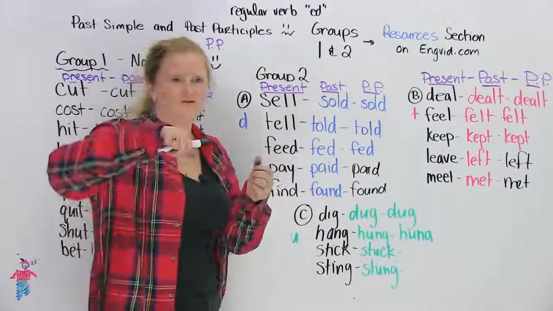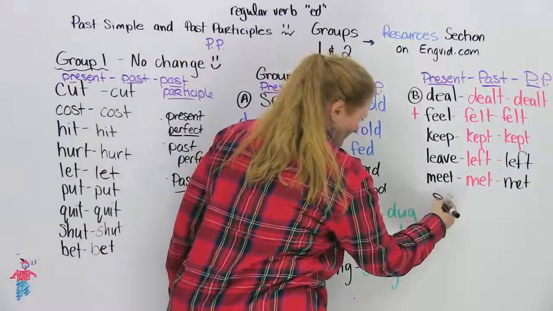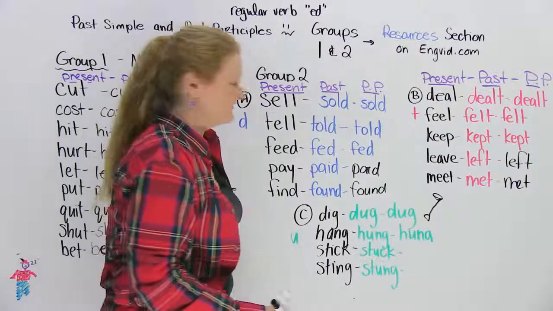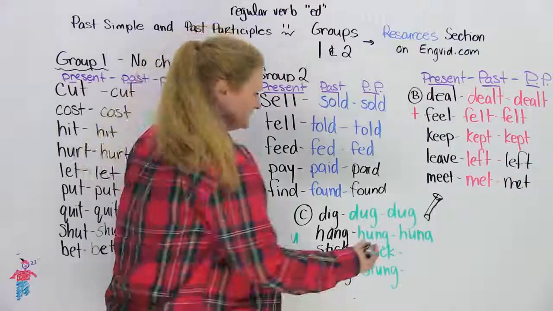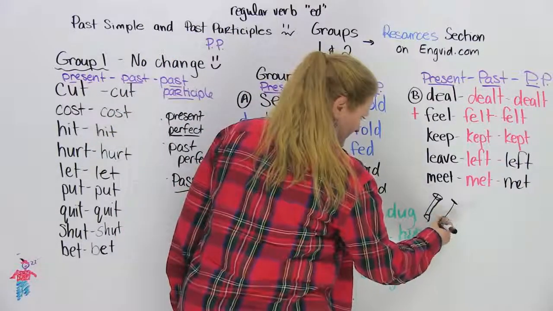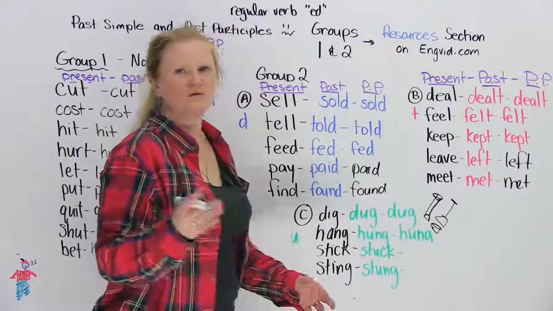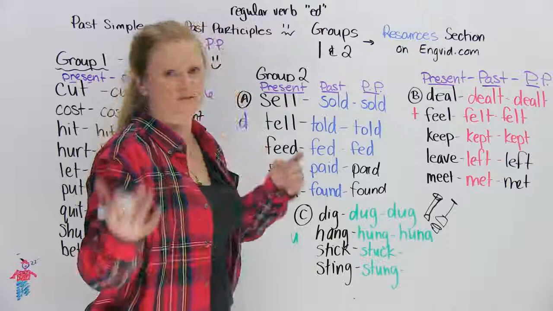Dig means you get a shovel. I can draw a shovel. I can't draw a shovel. Dig means you make a hole. So I'm going to try and draw a shovel again. There we go. If you're digging a hole, the past tense is dug. And again, the past participle is dug.